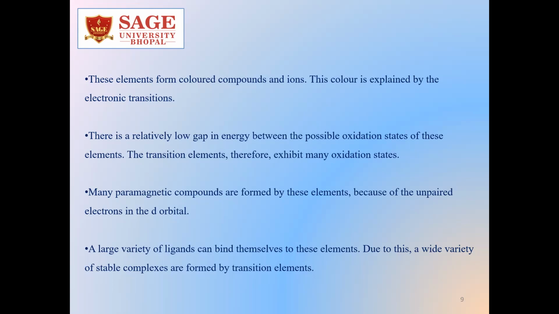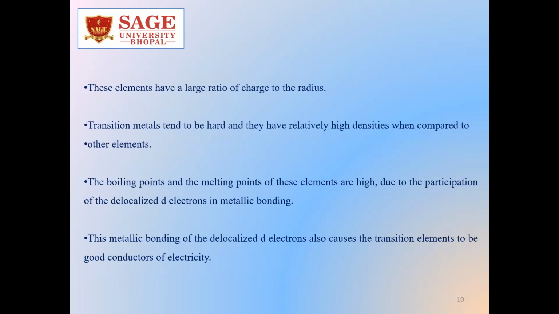Many paramagnetic compounds are formed by these elements because of the unpaired electrons in the d orbital. A large variety of ligands can bind themselves to these elements, and due to this, a wide variety of stable complexes are formed by transition elements. These elements have a large ratio of charge to radius. Transition metals tend to be hard and they have relatively high densities when compared to other elements.